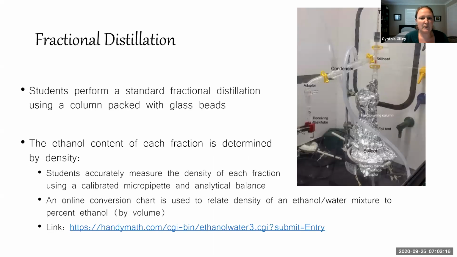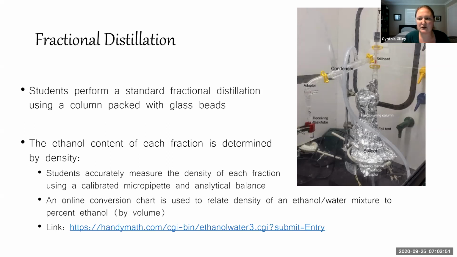So this is a follow-up to the biofuels experiment, and in that experiment, students ferment different carbohydrate sources and get a mixture of ethanol and water, along with various other components. After filtration, they obtain the fermentation broth, and then they take that for fractional distillation to be able to isolate the ethanol that was synthesized through the fermentation process.